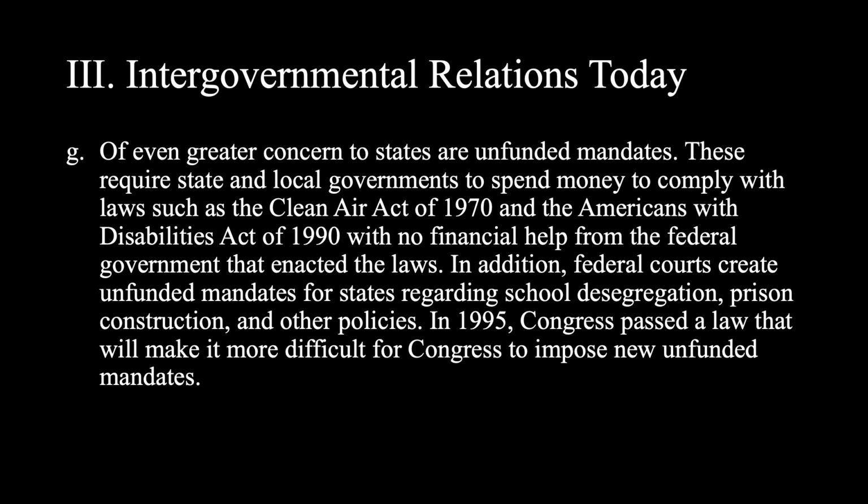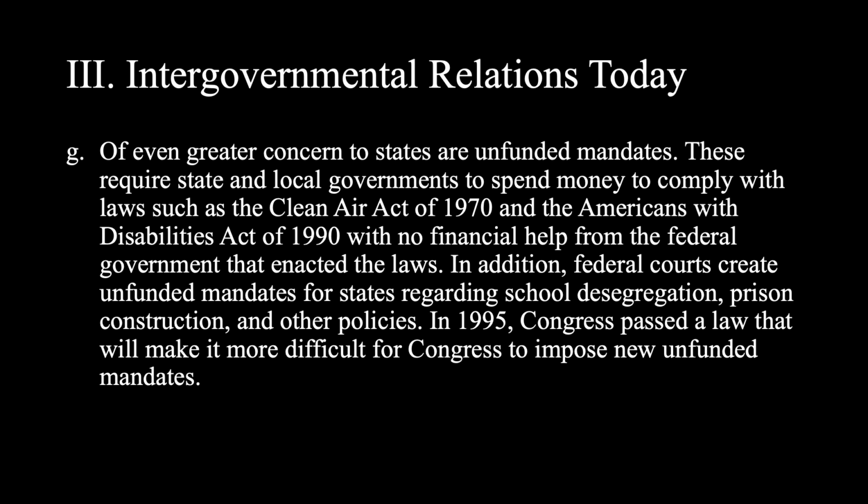In addition to all this, you got the federal courts. They tend to create unfunded mandates for states for things like, let's say, school desegregation. When the federal courts went through, when Brown versus Board of Education required the integration of the schools, that created costs that the states were going to have to come up with. Prison construction. A court can rule that a prison is overcrowded, ergo you have to build another prison. Now, yeah, you are now under the requirements to build another prison, but you got to come up with the money to do it. Things like this.